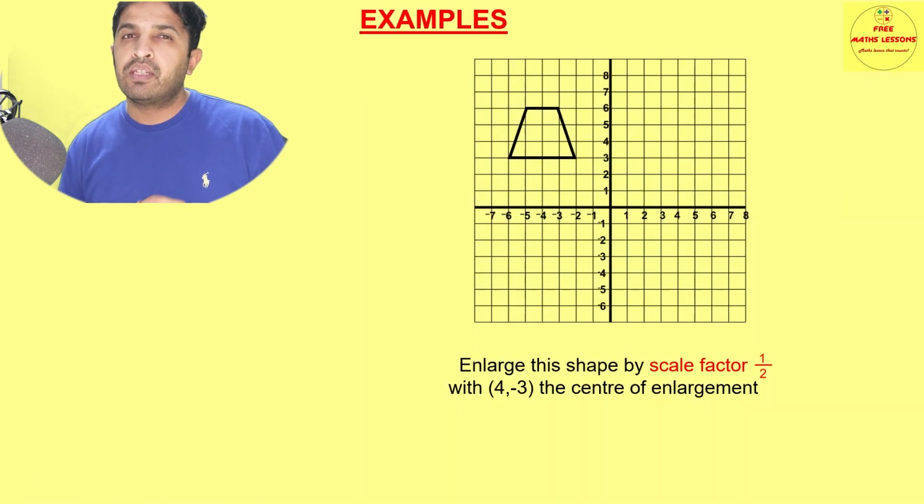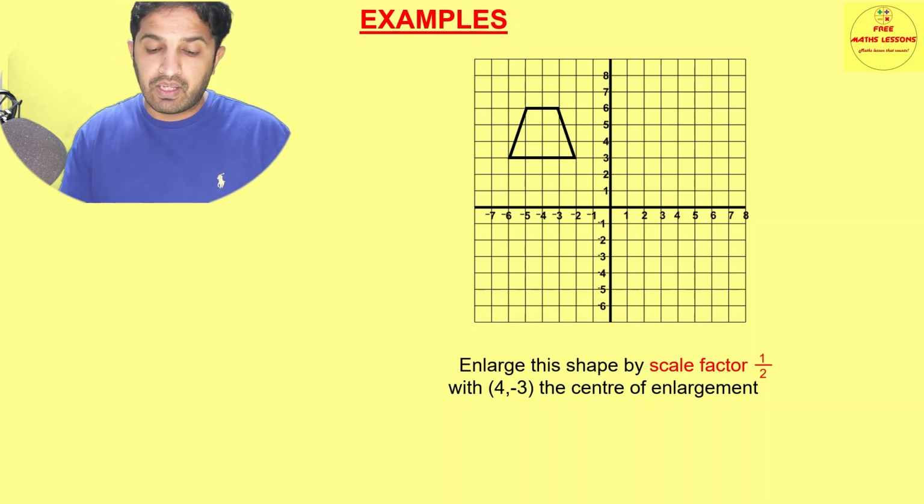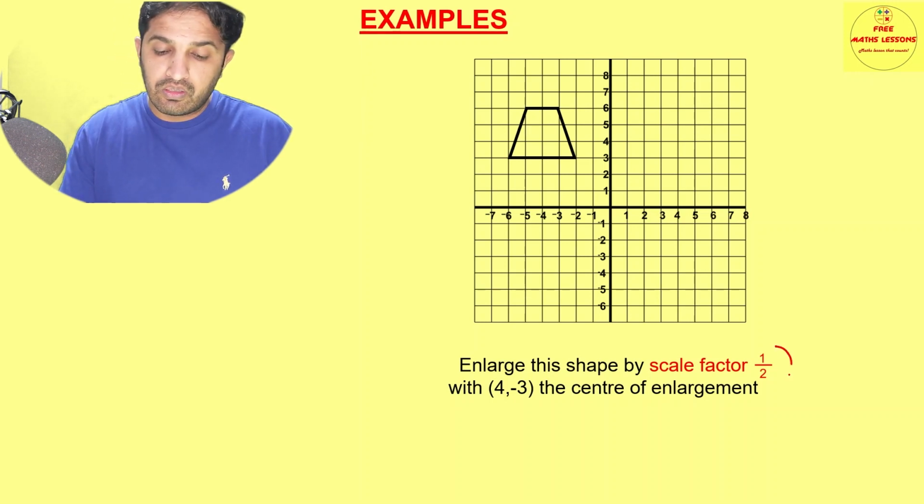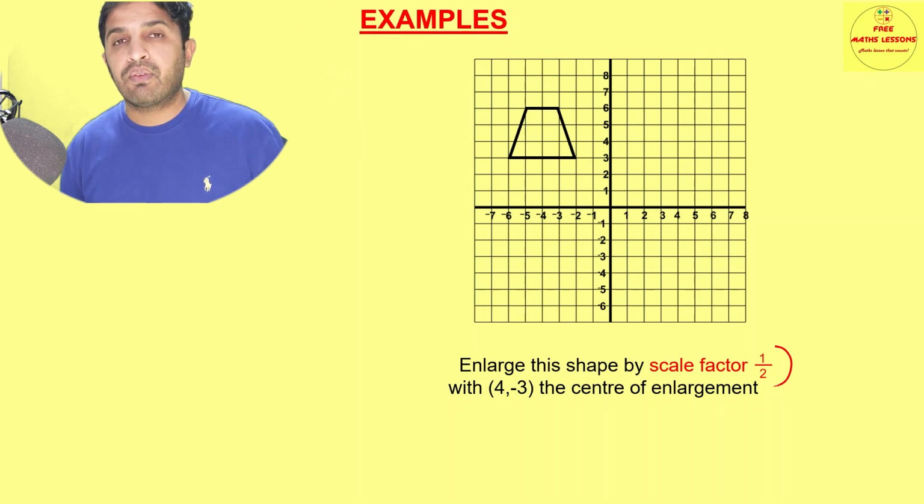Enlargement doesn't necessarily mean making things bigger. You can actually make things smaller as well when you use a scale factor that's not a whole number. If you're using a scale factor that's a half, as in this example, then we're making things smaller.